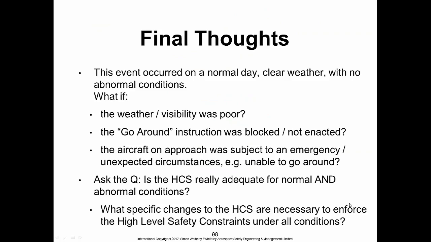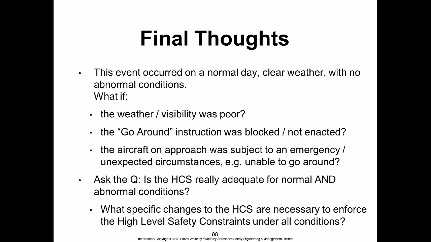Okay, so this event occurred on a normal day, clear weather, with no abnormal conditions. What if the weather visibility was poor? What if the ground controller did not see GLEA out the window going onto the taxiway? They would not have known that that dangerous situation existed. What if the go-around instruction was blocked or not enacted? So again, going back to communication, the radio communications method of moving these control actions around the system is not necessarily appropriate for real-time safety critical communications.